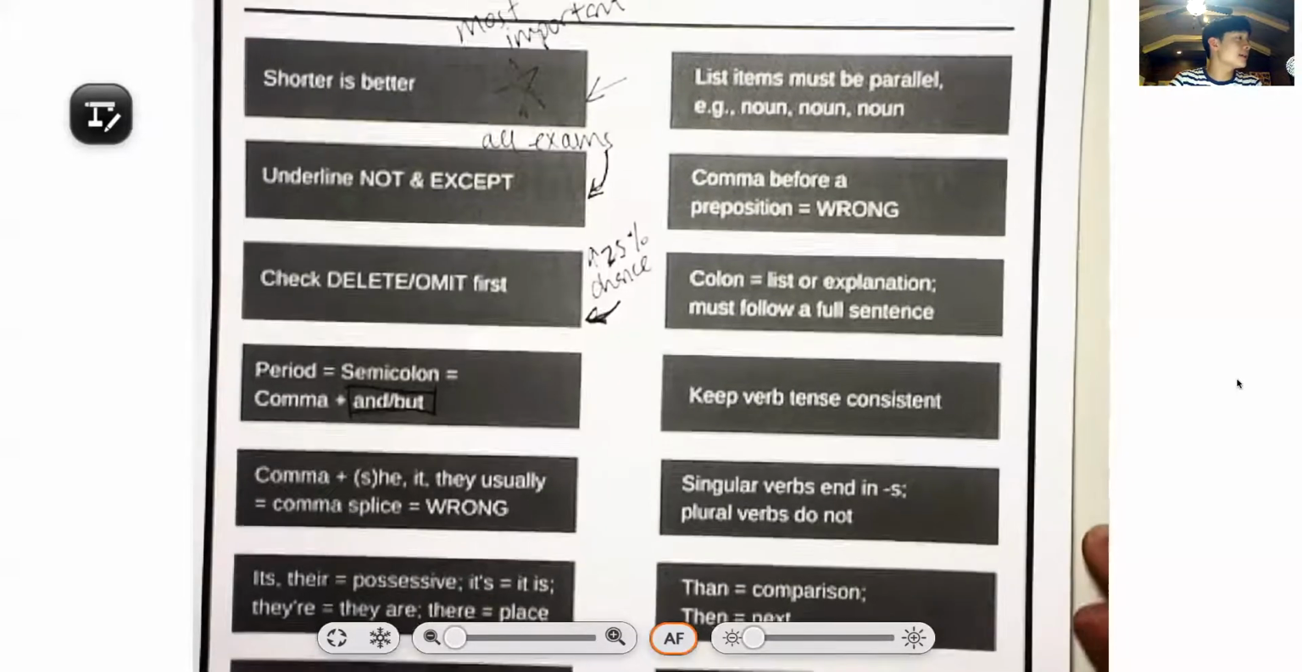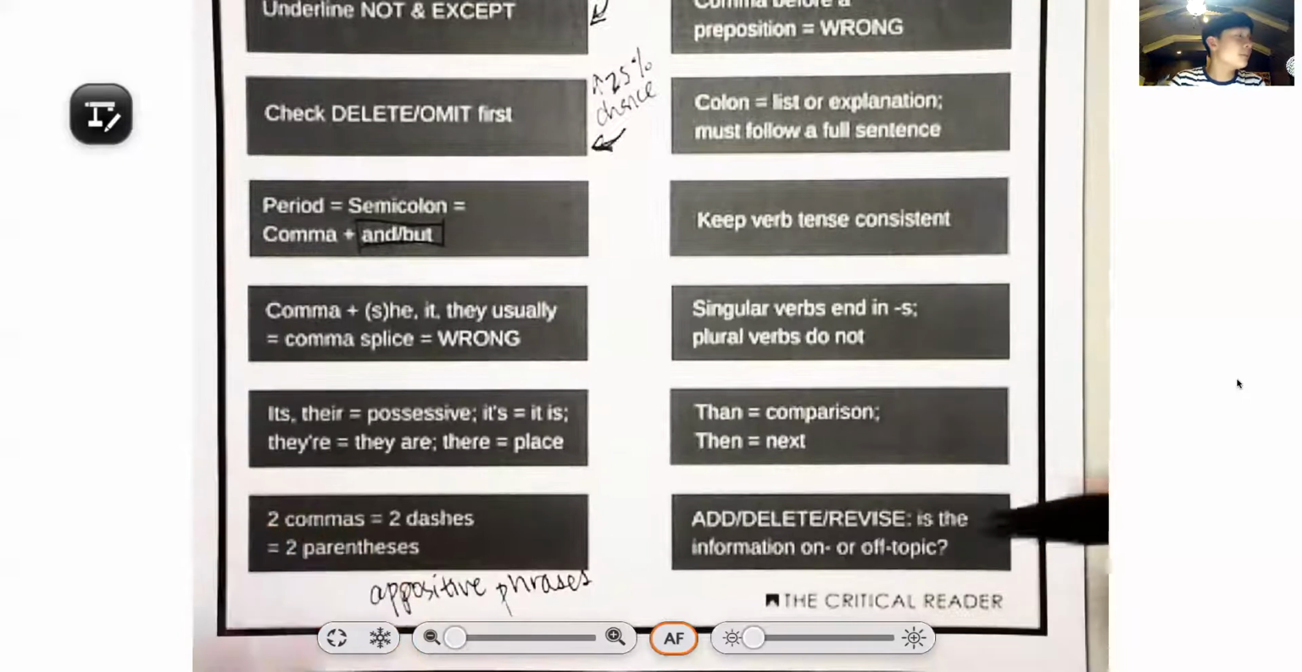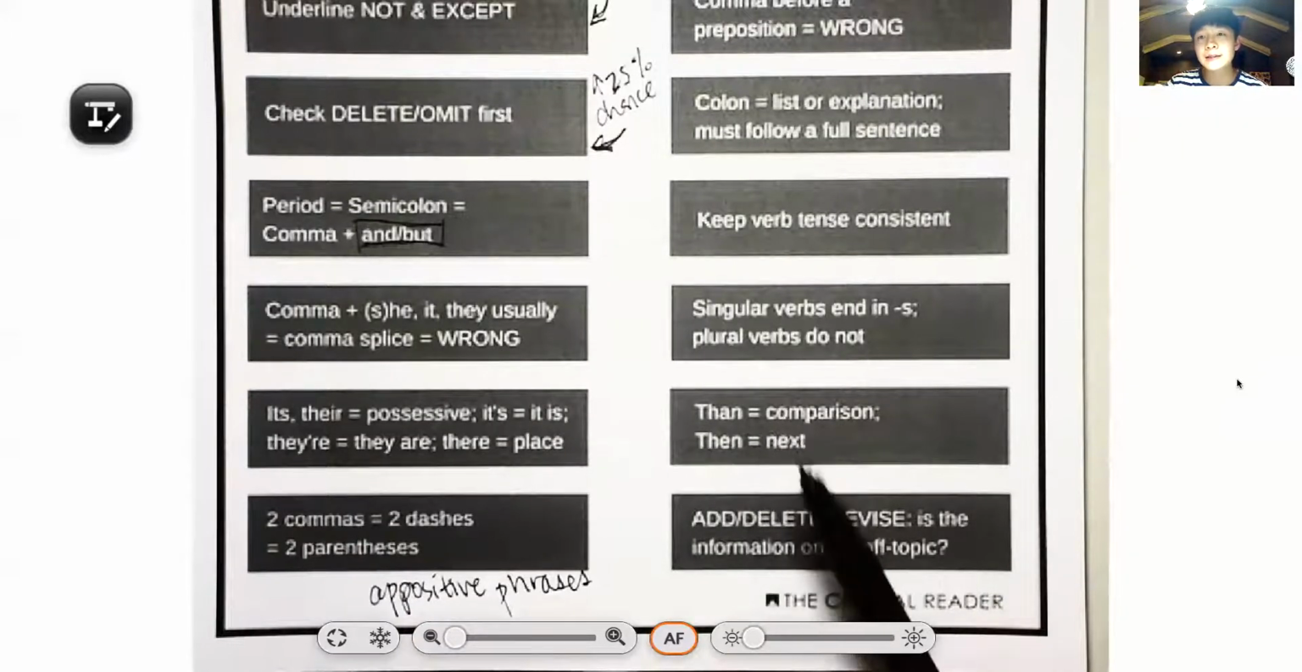Second to last here is the "than" equals comparison and "then" equals next. So don't get those two confused. Those are often confused. They're not exactly homonyms or homophones, but they are commonly confused. Always know that you only have "than" if you're comparing something. This is greater than that. This is better than that. Whereas "then" means next. You might have it as a transition, right? I'm going to the park, then I'm going to the movies. So never get those confused.